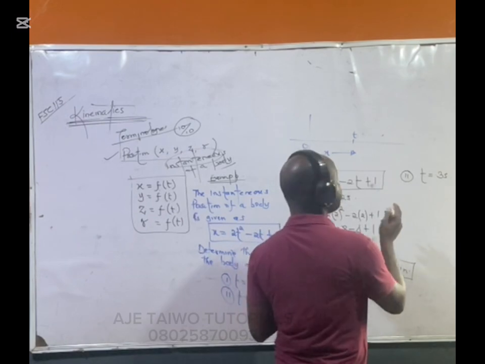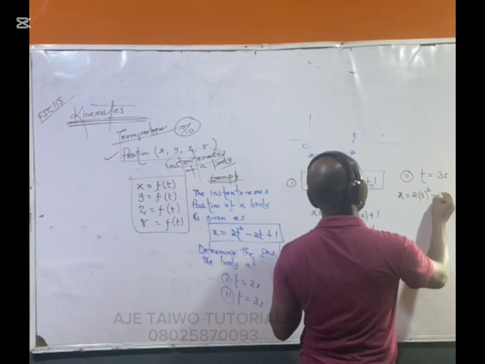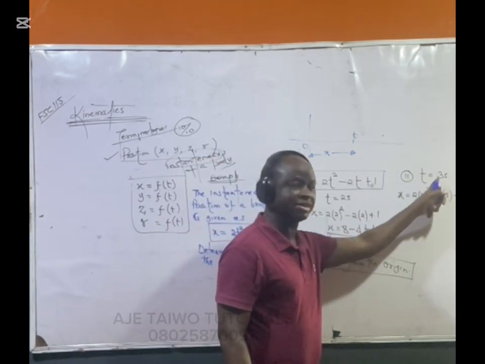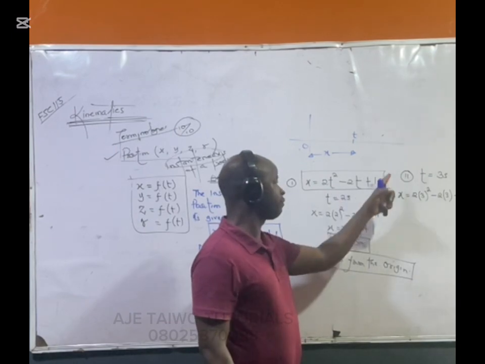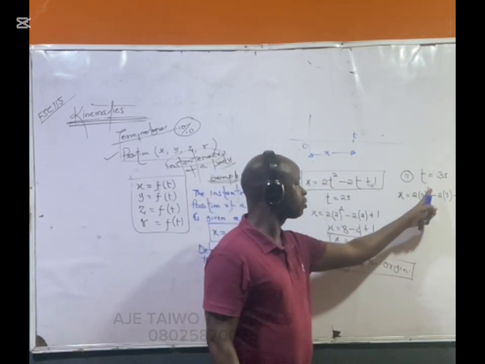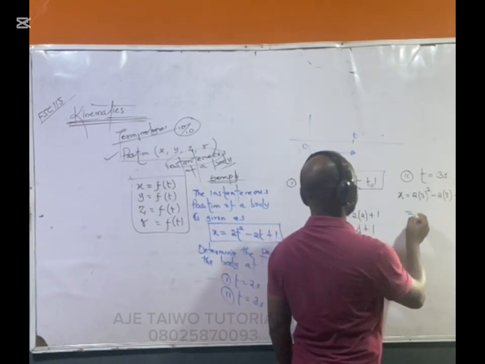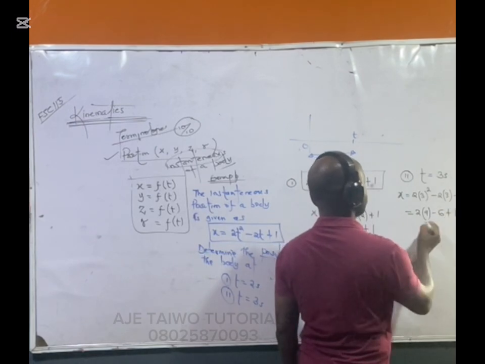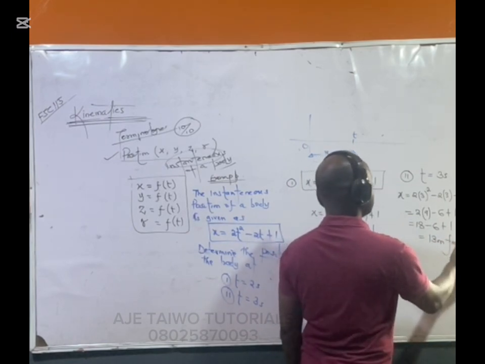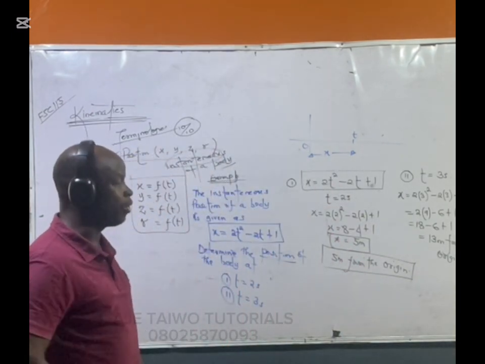I love that. So put t as 3. We have x equals 2 into 3 squared minus 2 into 3 plus 1. All I do is to put t as 3 in this equation. T is 2 for number 1, t is 3 for number 2. So 3 squared is 9. That's 2 times 9 minus 6 plus 1. This is 18 minus 6 plus 1. And that's 13 meters from the origin. The body is positioned 13 meters away from the origin.